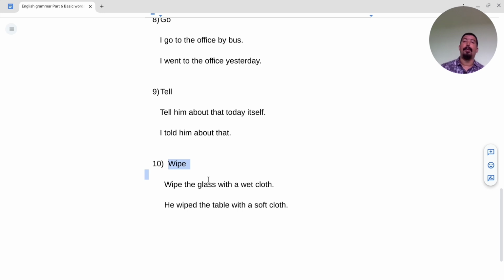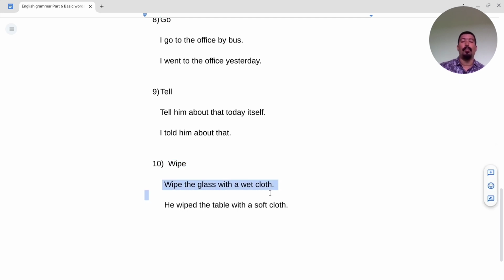Okay. And maybe your table is full of dust. So what do you do? You take some water, dip a cloth in water. Okay. Then you squeeze it. Then you wipe the table. Then you wipe the table with the wet cloth. So what is the meaning of wipe? You got it, right? So you can read the sentence here.